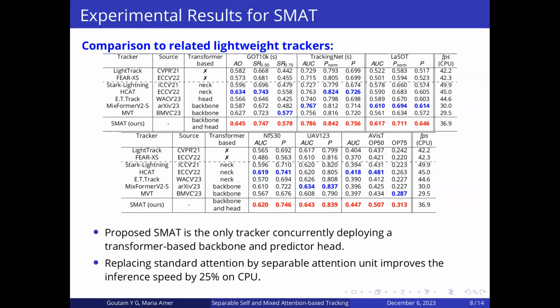When it comes to the experimental results, we can see that the proposed tracker is the only one that concurrently deploys a transformer-based backbone and the predictor head. And when you look at the results, we can see that our tracker outperforms all the related lightweight trackers on 6 different datasets. And due to the usage of separable attention, which is more efficient compared to the standard attention, our tracker is able to run at a speed much higher than the real-time speed on a CPU.